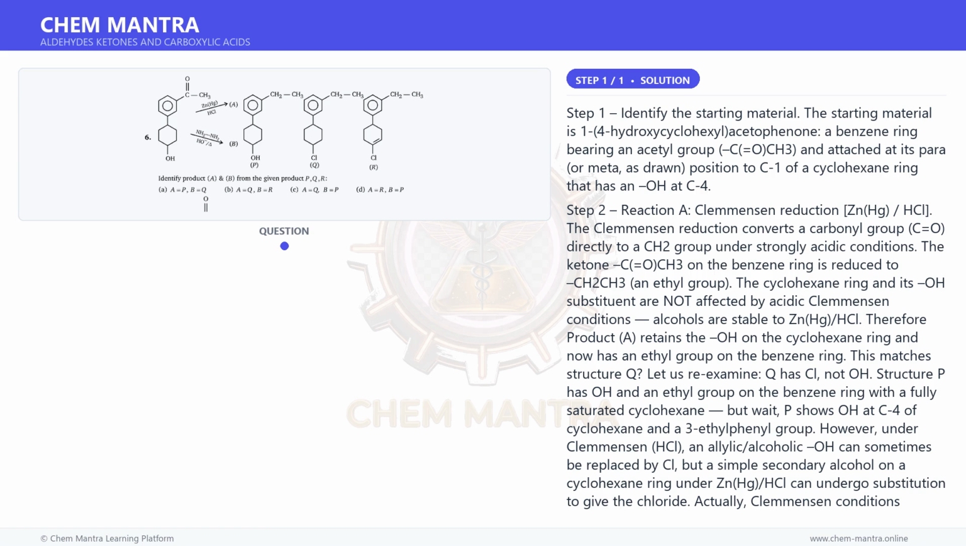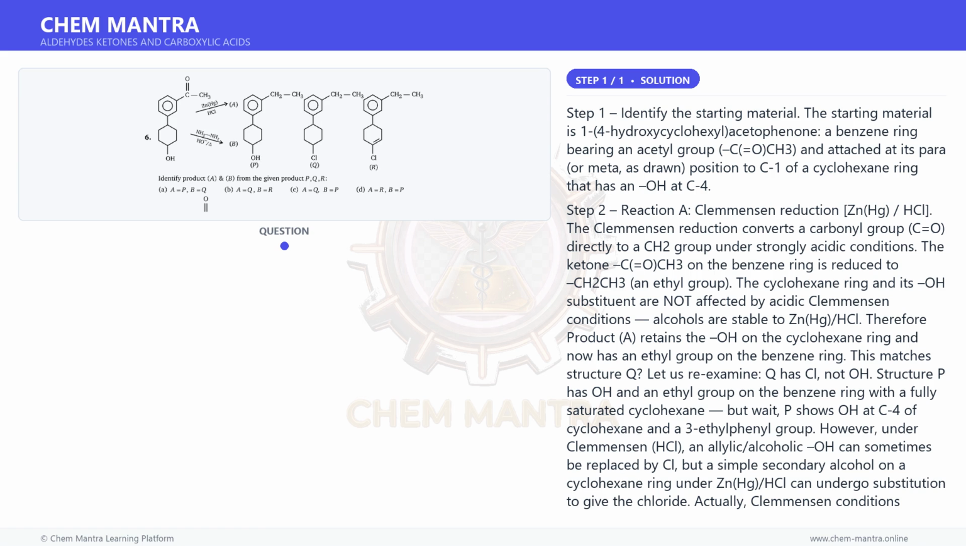Step 4. Verify why other options fail. Option A: A = P, B = Q, wrong, because Clemmensen, acidic, should convert OH to Cl giving Q not P, and Wolff-Kishner, basic, preserves OH giving P not Q.